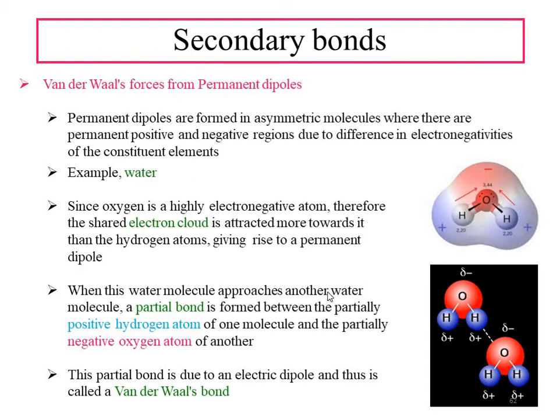When one water molecule approaches another water molecule, a partial bond is formed between the positive hydrogen and the negative oxygen. When two water molecules come close to each other, a partial bond is formed. That bond is known as the van der Waals force, formed from a permanent dipole. For this one you need to understand the concept of the permanent dipole.